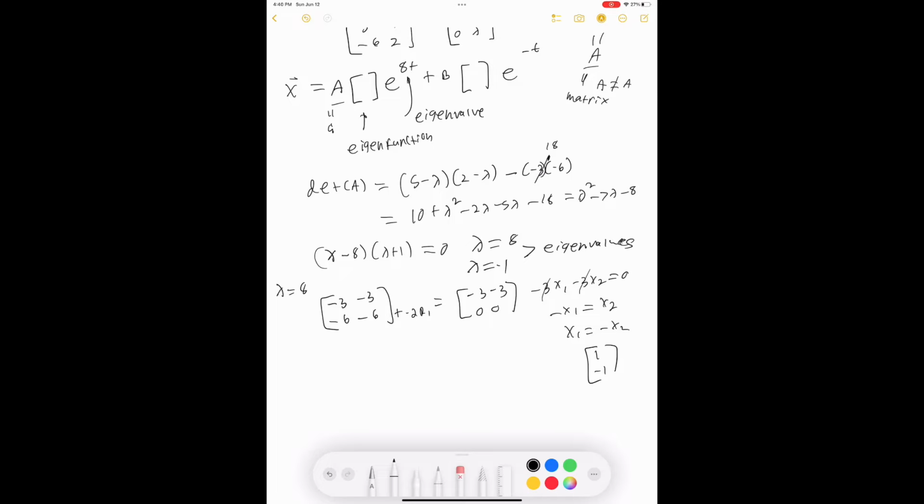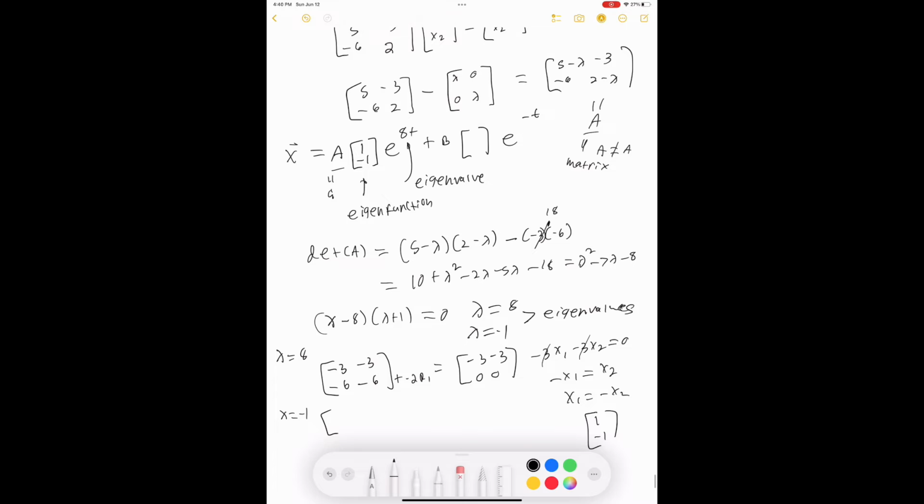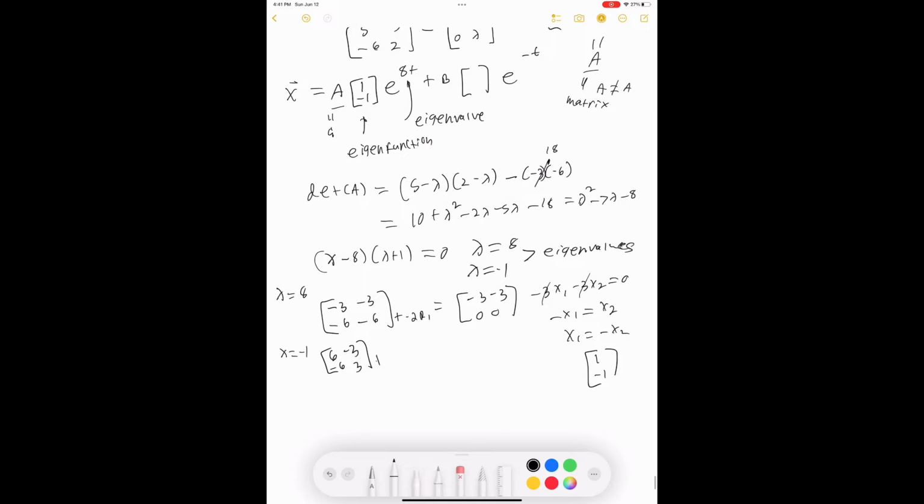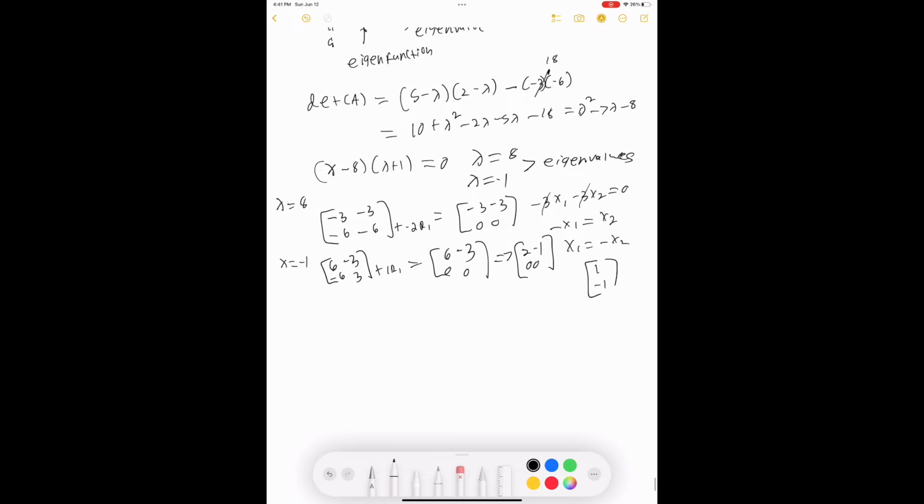So that's going to be one eigenvector, and then we're going to do the same exact process, except our lambda is going to equal negative 1. So 5 minus negative 1 is 6, 2 minus negative 1 is 3. So that's going to give us the matrix 6, negative 3, negative 6, 3. Once again, we could just add 1 this time of the top row to the bottom row, giving us 6, negative 3, 0, 0. Now this is saying that 6x1 equals 3x2, or we could divide that by 3 there, giving us 2, negative 1 as our matrix.